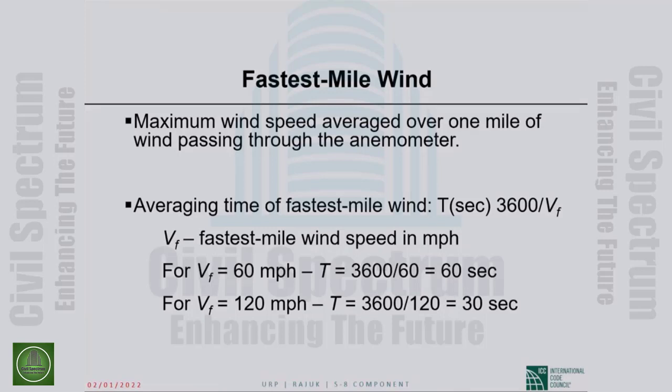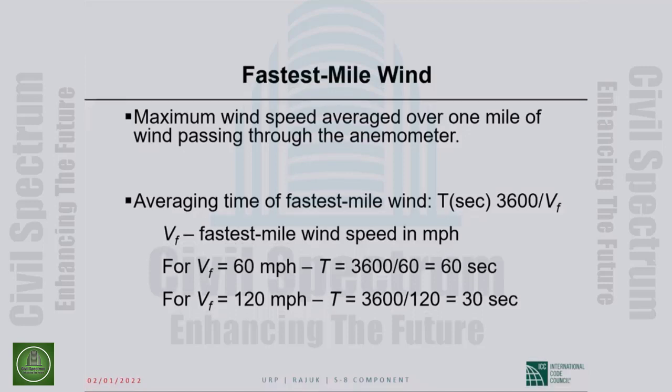So the time it took for 1 mile of wind to pass through the measuring instrument. If the wind speed was 60 miles per hour, that time was 60 seconds, 3,600 seconds in an hour divided by 60 miles per hour. 60 seconds is the time a mile of wind would take to go through the instrument. If the wind speed was 120 miles per hour, it would take a mile of wind only 30 seconds to go through the instrument. And since wind velocity is typically in that range of 60 to 120 miles per hour, our averaging time was between 30 and 60 seconds.